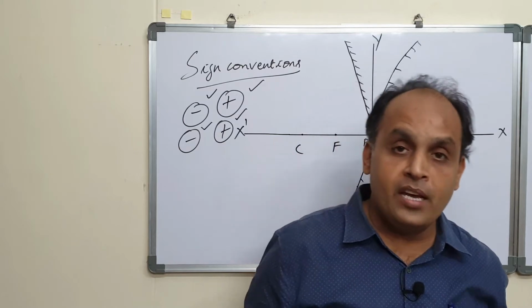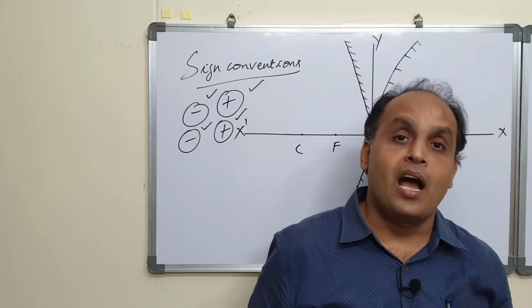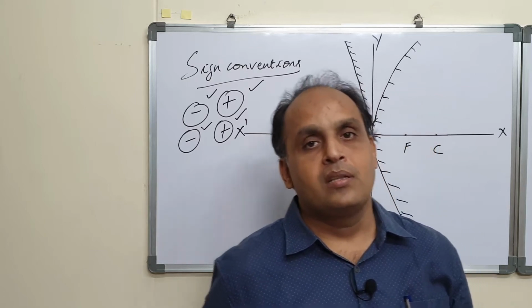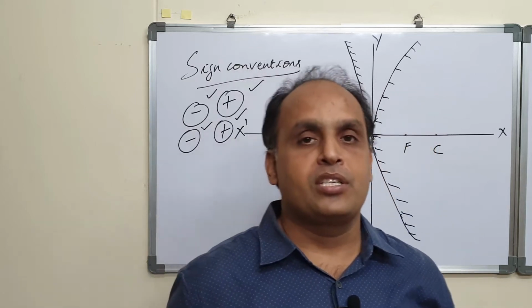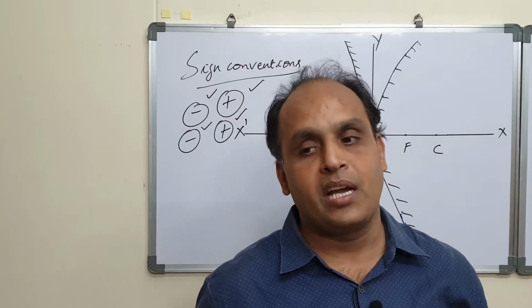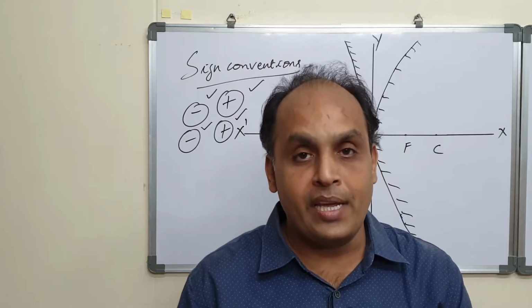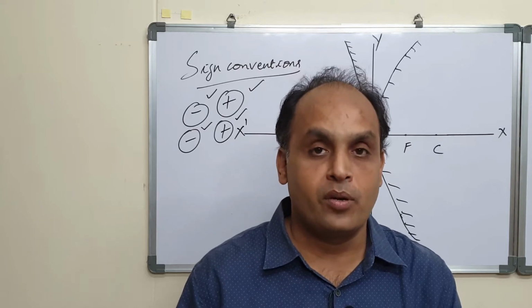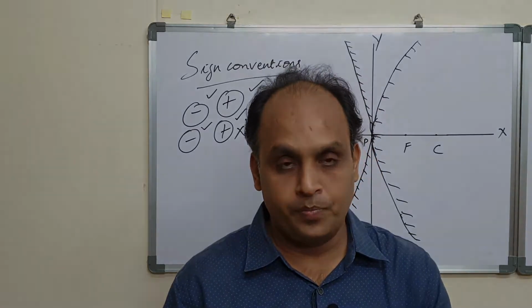Now we are going to learn about the outcomes of the sign convention. That means how the image distance, object distance, focal length, height of object and height of image are going to vary for the two spherical mirrors, that is concave and convex mirrors, is what we are going to see now.